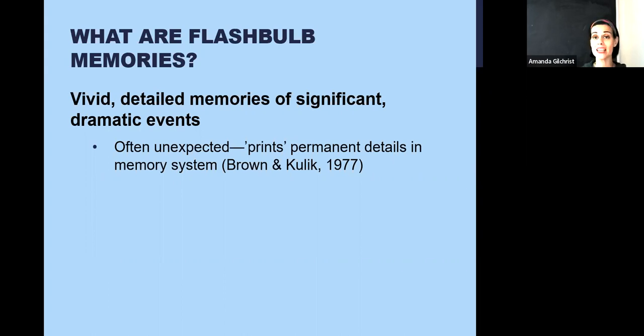So when we study flashbulb memories, we're often going to be talking about these big emotional events that are embedded in either our national consciousness or our global consciousness. We're talking about very vivid, detailed memories. They are often going to be unexpected. And because they are unexpected, Brown and Kulik back in 1977 believed that they print permanent details in our memory system.